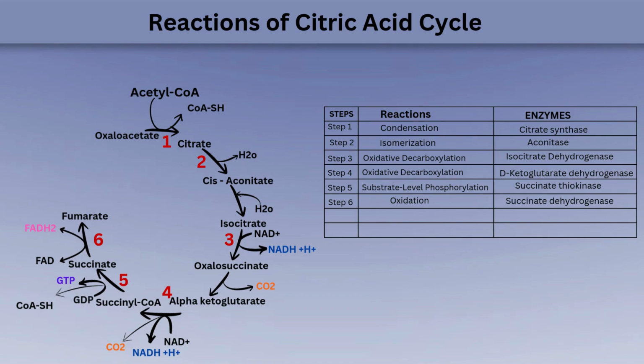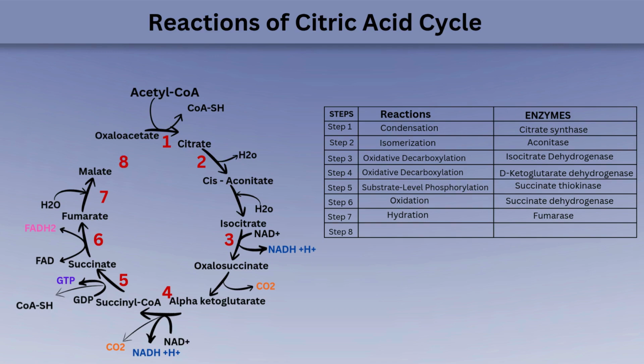Now comes step number 7, which is formation of malate. The reaction type is hydration. In this step, a water molecule is added across the double bond of fumarate. As a result, malate is formed. And the enzyme responsible for this hydration reaction is fumarase. In this step, no ATP is produced and no carbon dioxide is released. It is simply the addition of water.